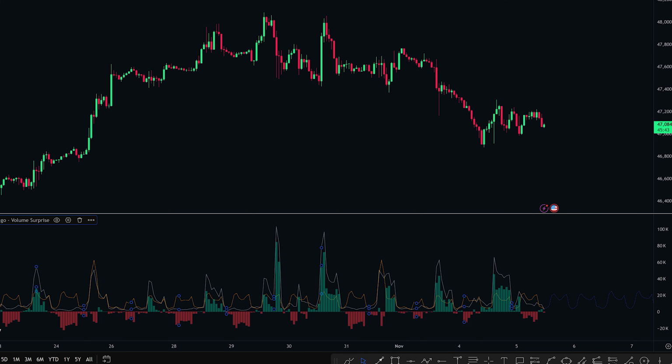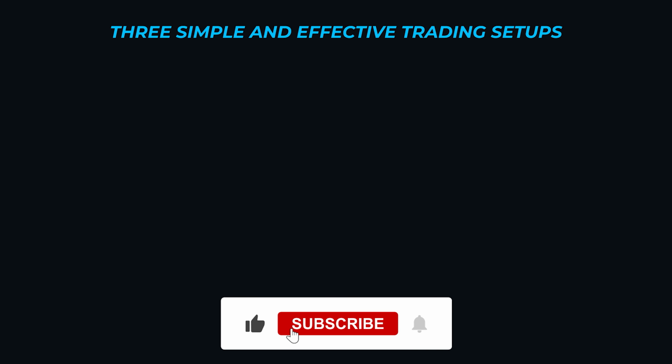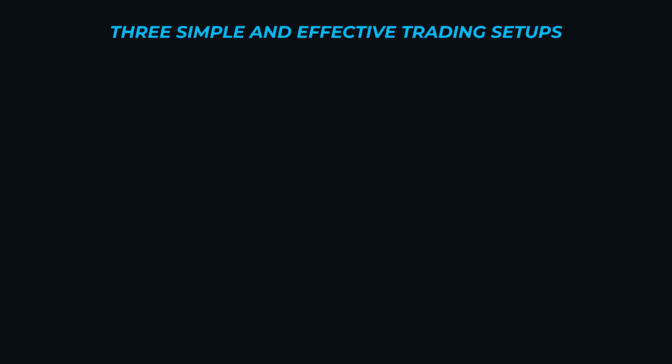activity with precision. Let's go through 3 simple and effective trading setups you can use with the Volume Surprise Indicator by LuxAlgo. Setup 1. Breakout Confirmation Trade.